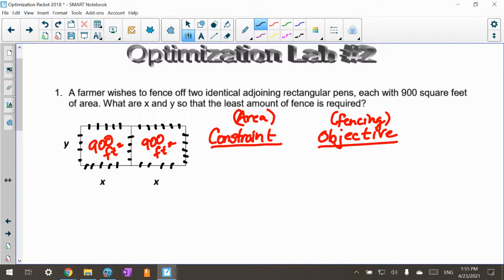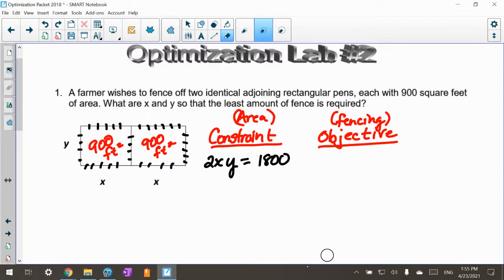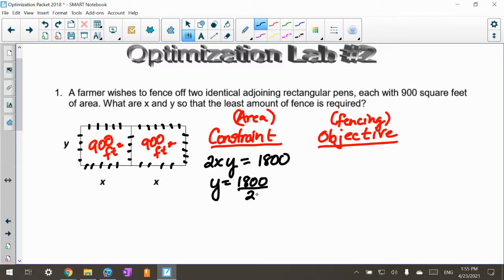My constraint is 2x times y has to equal 1,800 square feet. I just did the whole rectangle. When you get all done, I've got 2xy equals 1,800. I'm going to solve for y to get this all set up. So y is going to be 1,800 divided by 2x, or y comes out to be 900 over x. So I've got that set up, and I'm going to plug it in.